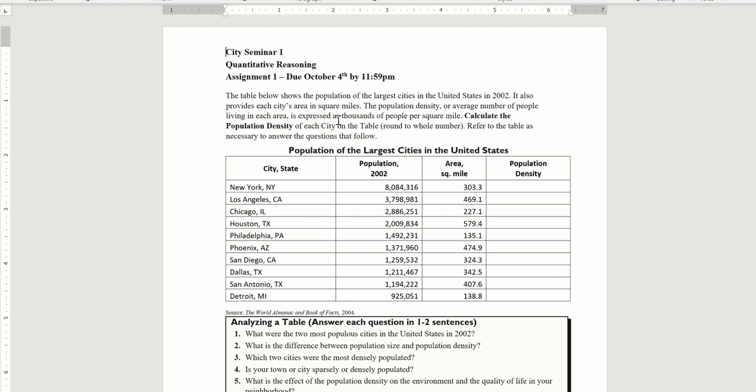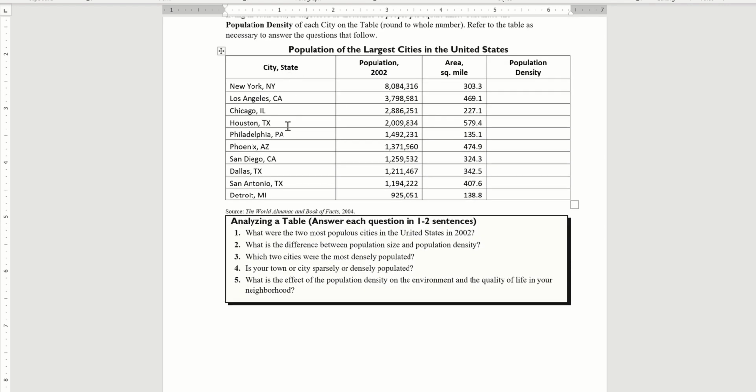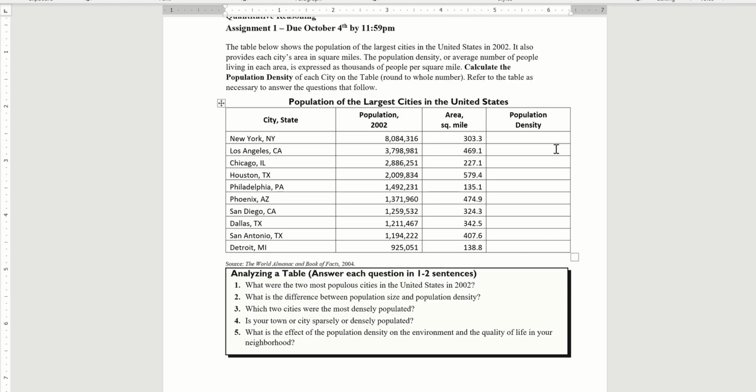Calculate the population density of each city on the table, round it to the whole number, right? So there should be no decimals, round to the whole numbers, and then you're going to refer to the table to answer the questions. So there's 1, 2, 3, 4, 5, 6, 7, 8, 9, 10 cities. You're going to calculate the population density for all of them. You should know that, right? And you write directly on this, right?